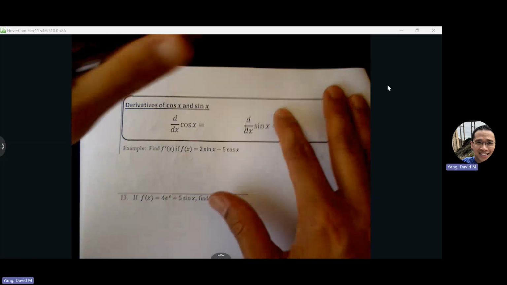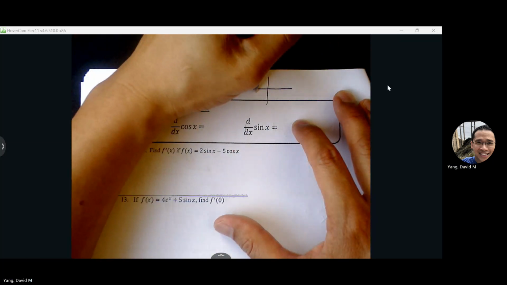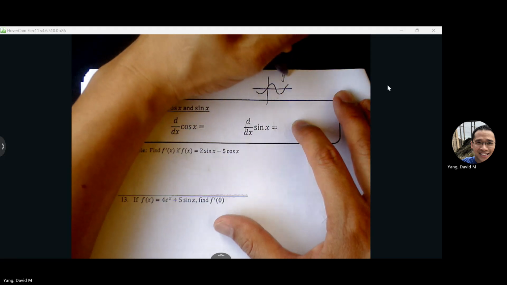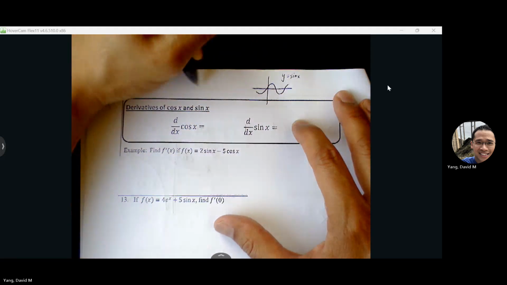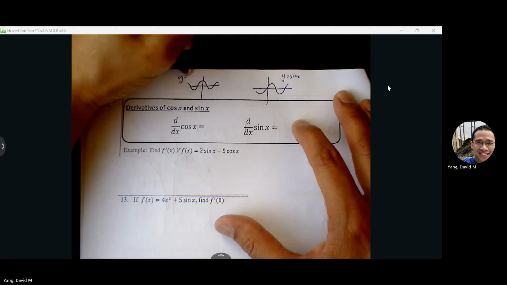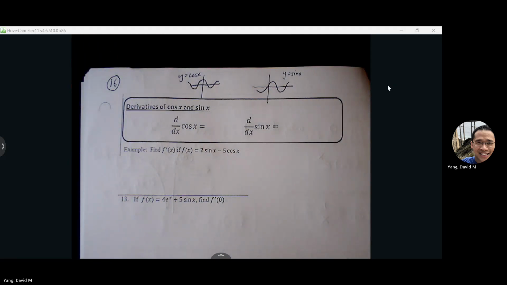Okay, page 16. Everybody good? Page 15. All right, so here's page 16.